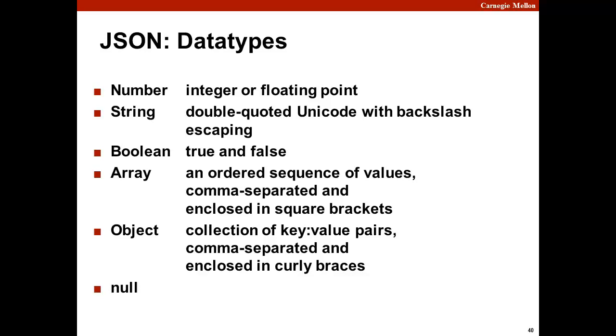JSON has data types including a number, a string, a boolean, an array, an object, and null. An array is an ordered sequence of values. It's represented the way you'd expect it to, just as a comma-separated list: A, comma, B, comma, C, comma, D. An object isn't really a complex object as you might learn about in some OO class, not in this model. It's just a collection of key value pairs.